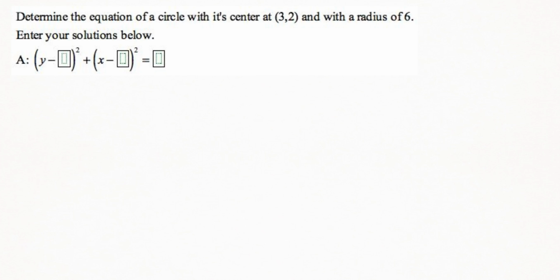In this problem, we're given some data about a circle, and then they want us to use that data to tell them what the equation of that circle would be. So the first thing we need to know is what the general form of a circle looks like. So that is (x minus h) squared plus (y minus k) squared equals r squared.